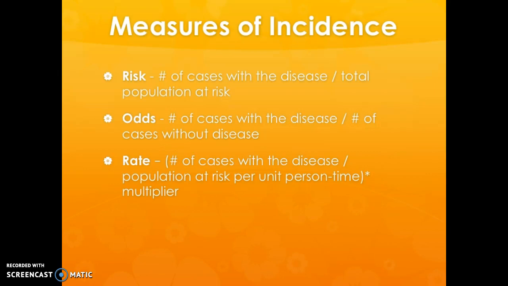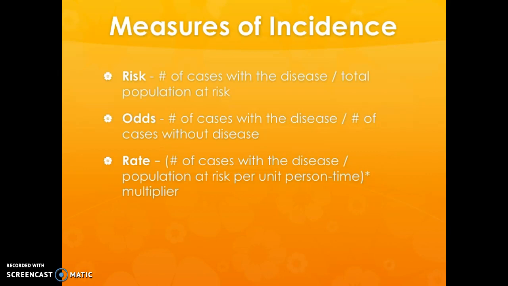Odds is the probability of the disease occurring over the probability of the disease not occurring. So this is easily looked at by looking at the number of cases with the disease divided by the number of cases without the disease. And it's different from the risk in that you're looking at only the number of cases without the disease in the denominator as opposed to the total population at risk. This number is never negative. 1 is no association, and it's usually greater or less than 1.